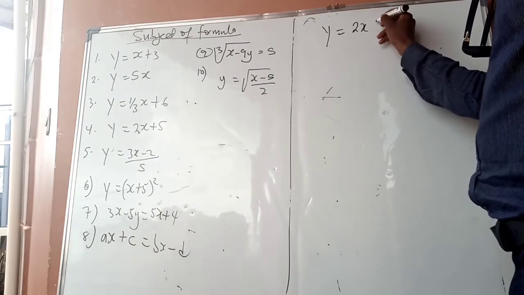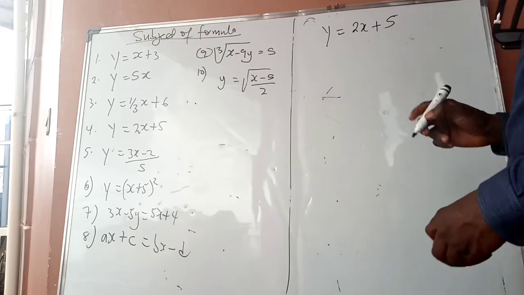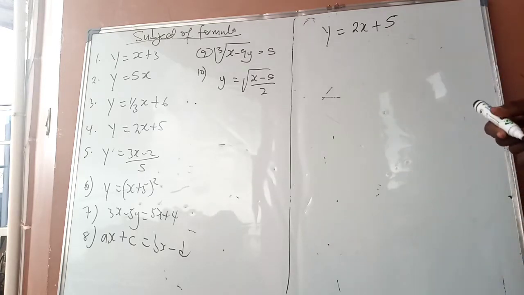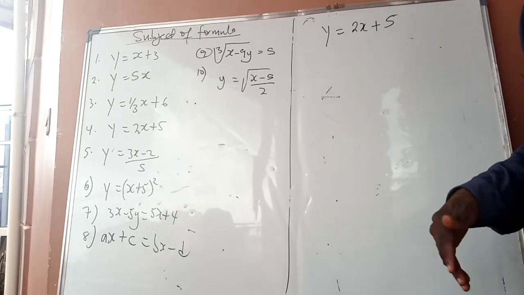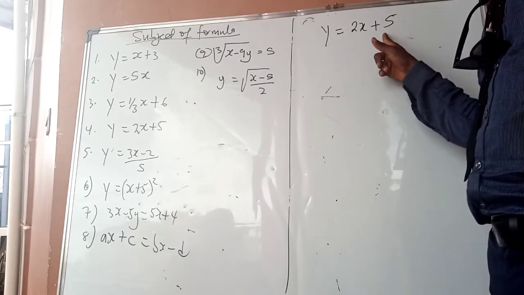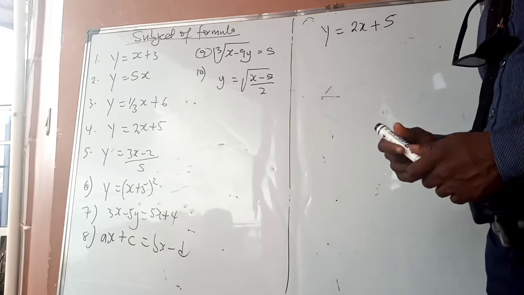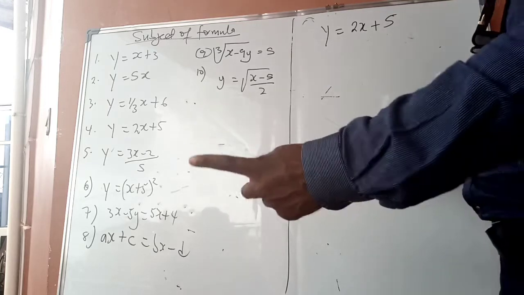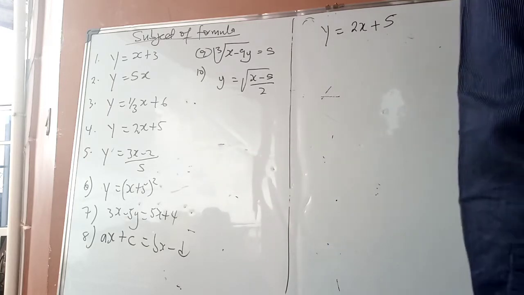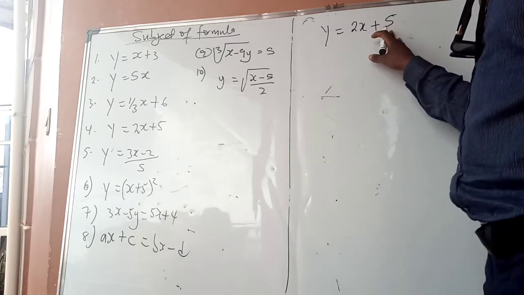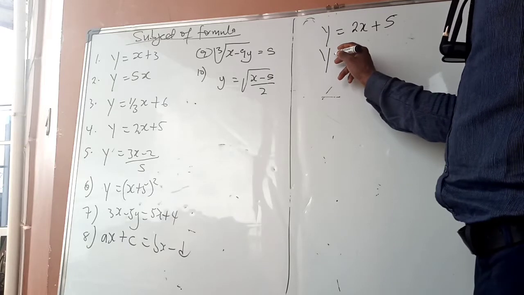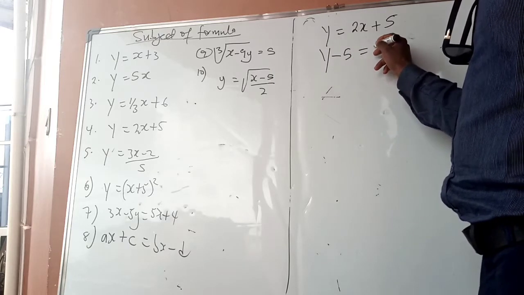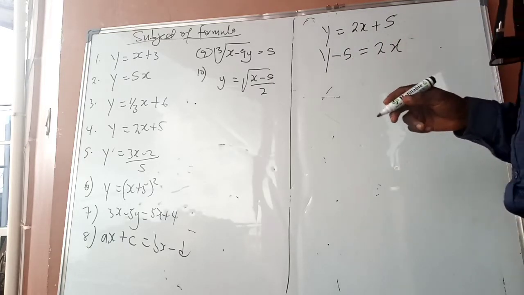y equals 2x plus 5. This is simpler compared to the previous question we solved. As usual, for this x to stay alone, this plus 5 has to come to the left hand side. And when it comes to the left hand side, it will change from plus 5 to what? Minus 5. Therefore, we can write that y minus 5 is equal to 2x.